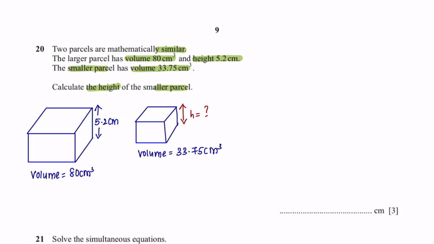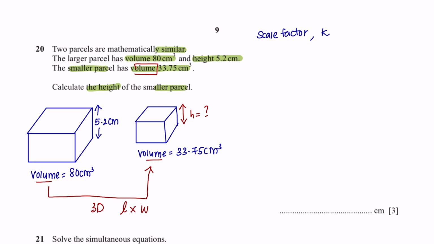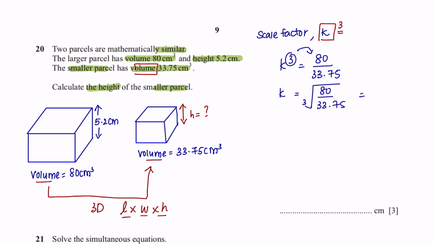In order to solve this type of question, the first thing that we have to do is to look for the scale factor. Since this question is about volume, we have to remember that volume is 3-dimensional, which means that to get the volume, we will use length, multiply the width, and multiply height. So the scale factor here would be to the power of 3. So k to the power of 3, which is the scale factor, would be the larger volume divided by the smaller volume. So to get the scale factor of just k, we're going to bring the power of 3 to the other side, which would be the cube root, which then gives us 4 over 3.